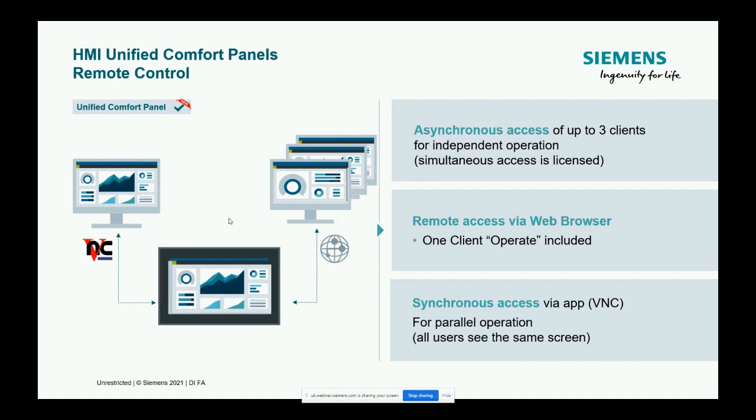But in addition to that, we've added asynchronous access to the HMI. So we now support client-server access directly from an HMI. That is supported up to 3 remote clients, which require licenses. These are the client licenses, the same client licenses we use on the PC-based platform. And to get you started, we include 1 full client as default within the HMI itself. So you get 1 client operate included free of charge within the HMI panel, so you can easily test this remote access.